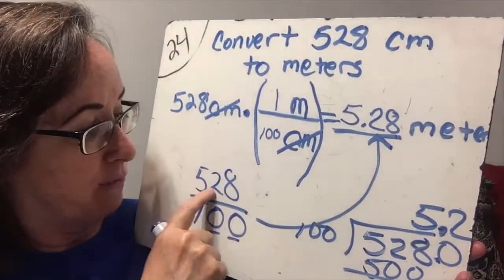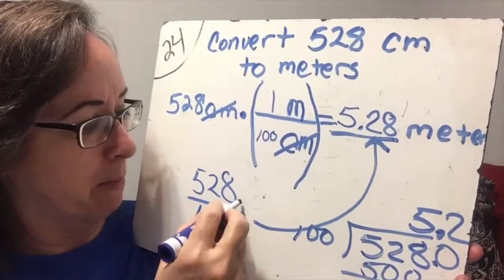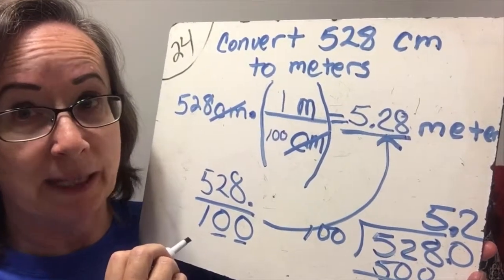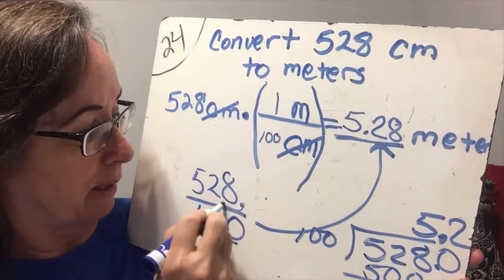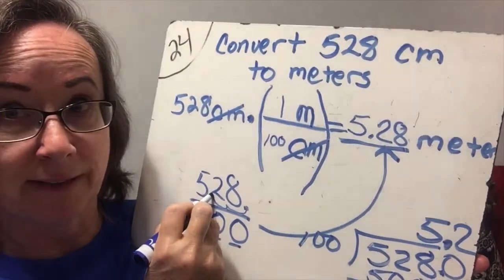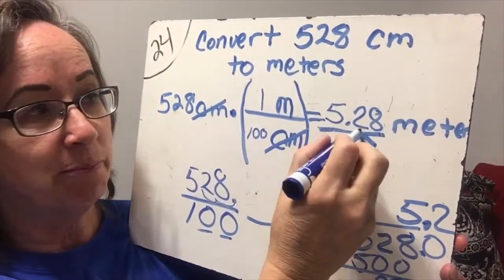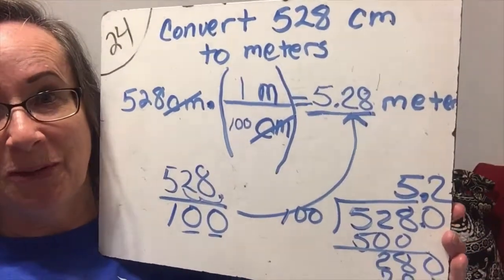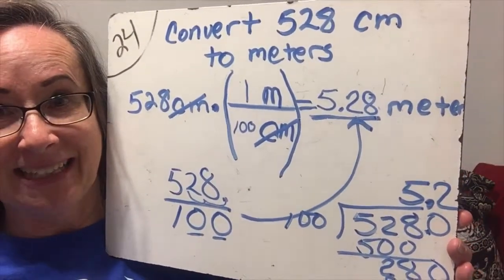So 528, remember our decimal is always at the end of a number. We don't see it, but it's understood to be at the end of the number. So when I move it 2 places to the left, I get 5.28. 5.28 meters is our answer. There is your board, and here's the next example.